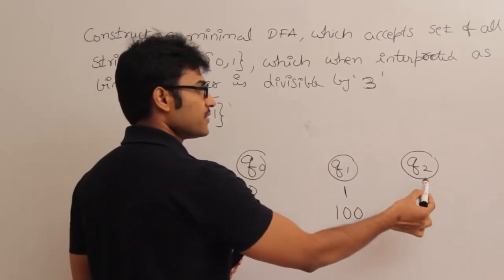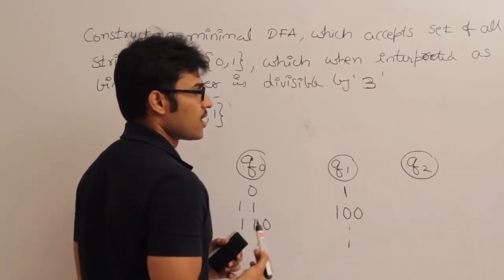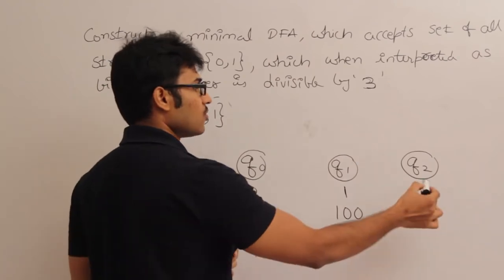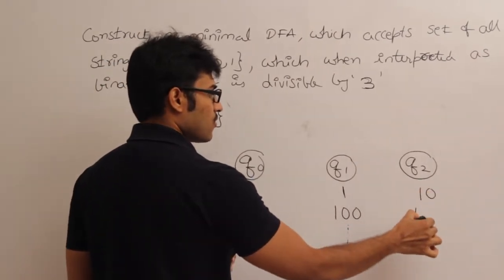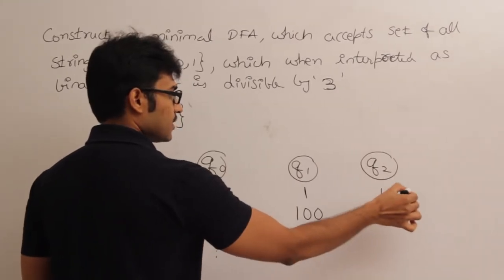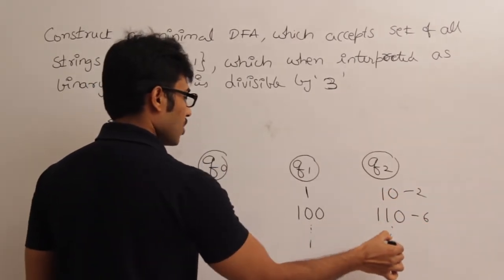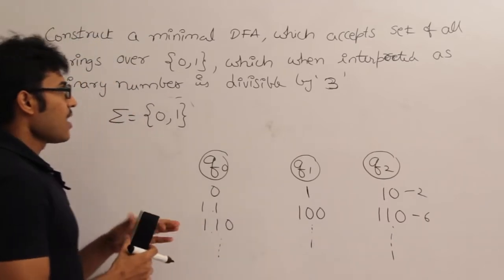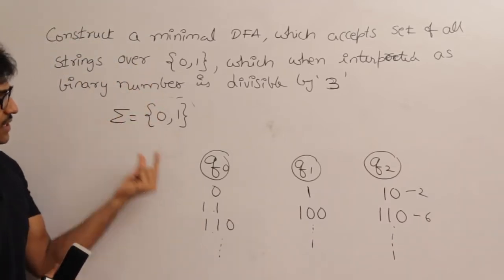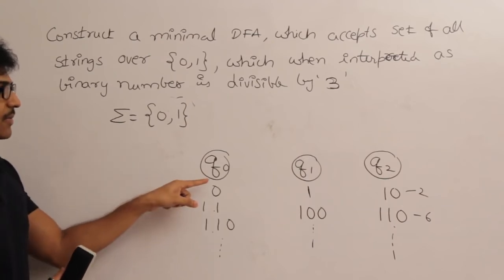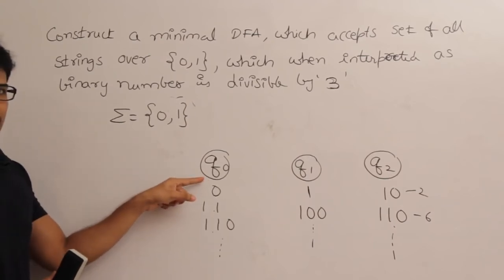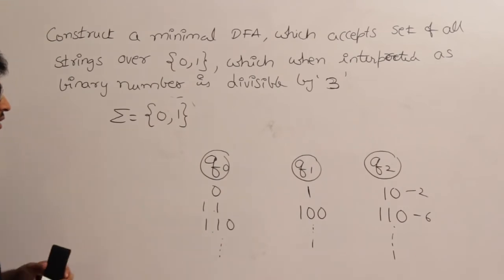Now the set of all strings which generate a remainder of 2. So what are the strings which generate a remainder of 2? 10, 101, 110, which is 2, it is 5, it is 6, and so on, right? So I can take any string from this language and place it somewhere. Finally we have to accept the set of all strings which are divisible by 3, which means which generate a remainder of 0 when I divide it by 3.